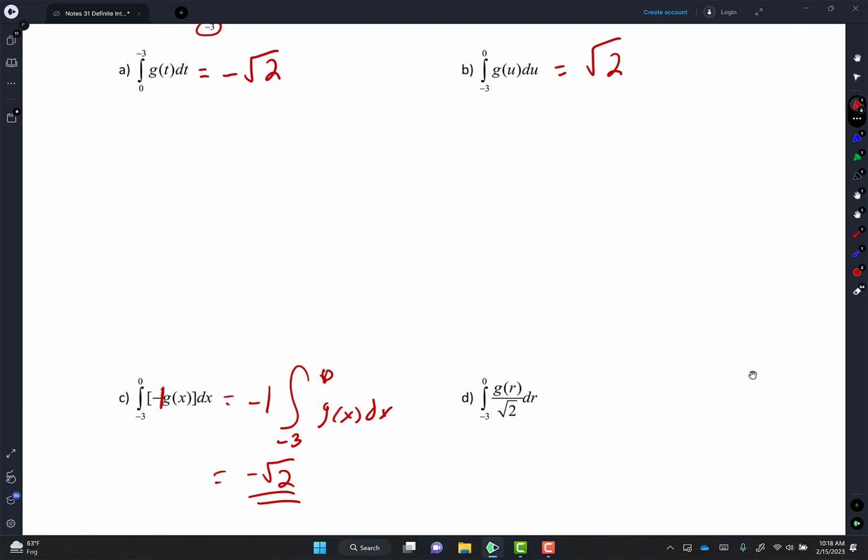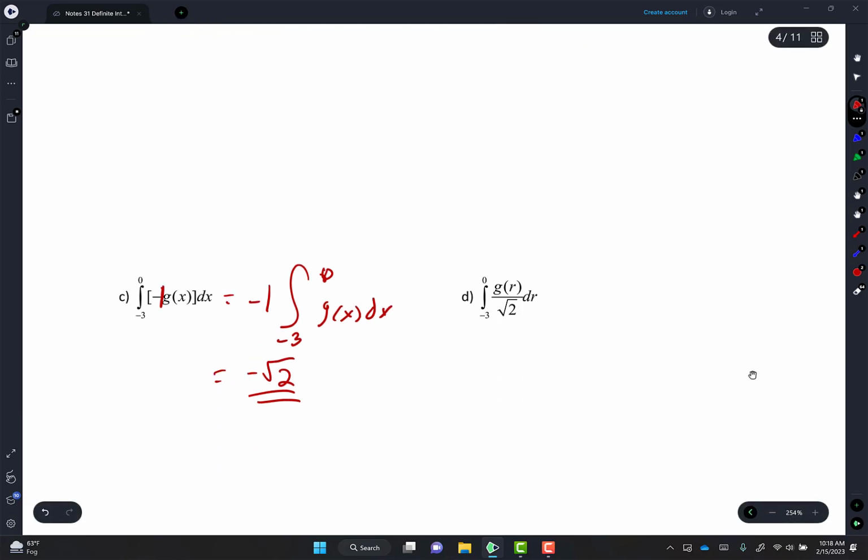Have I confused anyone? All right. A square root of 2 in the bottom. Remember, this is like 1 over square root of 2. I can move it to the outside like so. Integral from -3 to 0 of g of r dr.